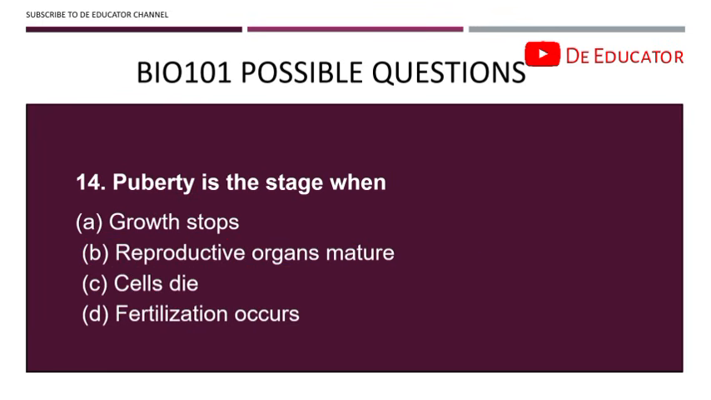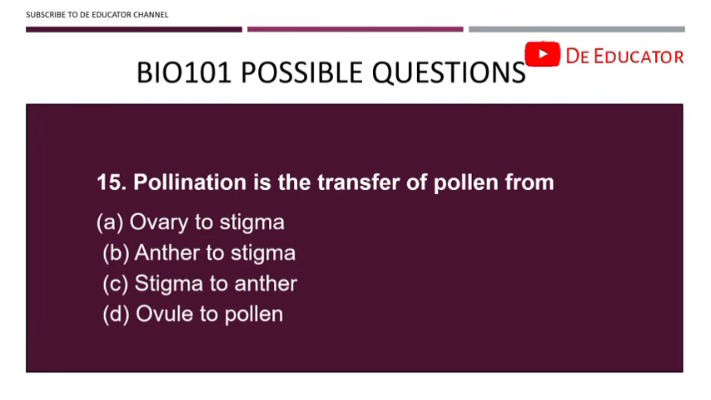Number 14, puberty is the stage when the reproductive organs mature. So when breast, beards, deep voice, broad shoulders, and all of that come out is the puberty stage. But now they did not tell us about those traits. They just specifically talked about reproductive organs, right? Pollination is the transfer of pollen from anther to stigma. Please take note, it is not from stigma to anther, it's anther to stigma.